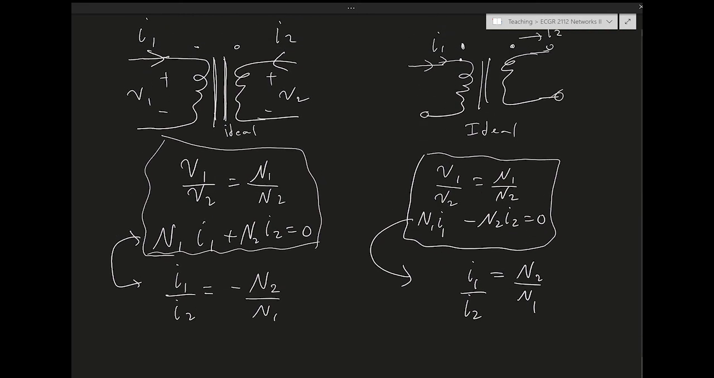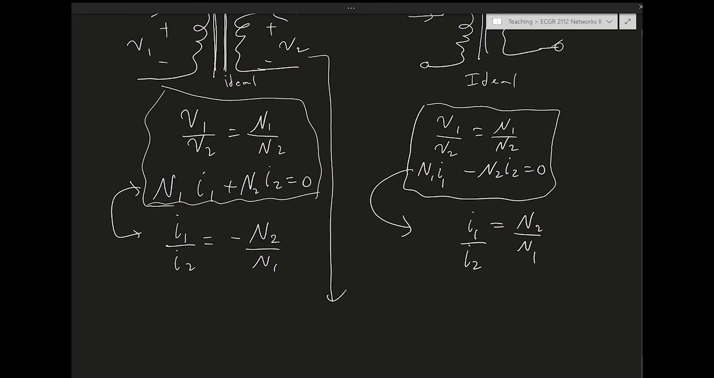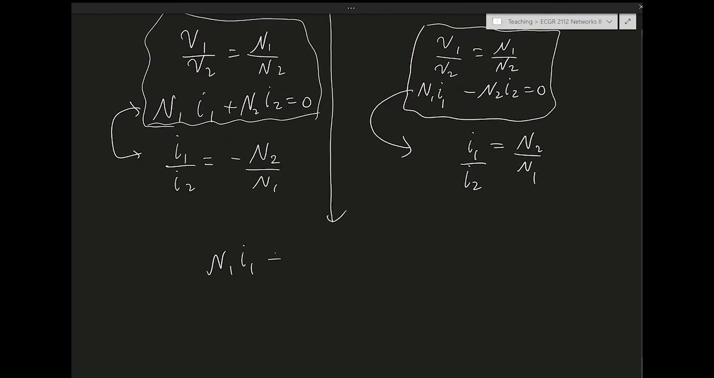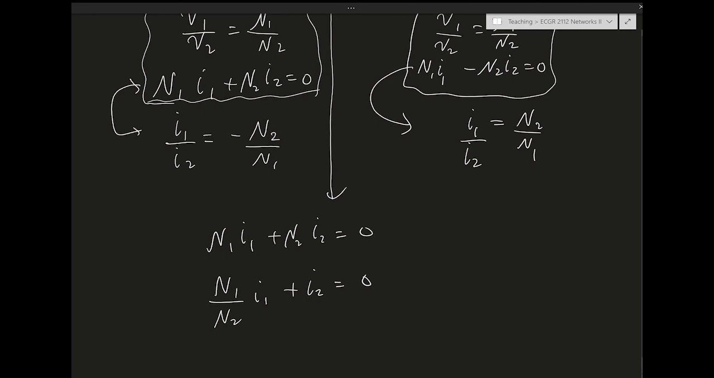Okay, let's examine the power. So this is the ideal transformer. What is the power that is being absorbed into the transformer at any moment in time? Well, let's take this basic equation, N1I1 plus N2I2 equals 0, using this convention. Let's divide both sides by N2. So I end up with N1 over N2 times I1 plus I2 equals 0. What's N1 over N2? That's V1 over V2, right? I can multiply now both sides by V2. So I end up with V1I1 plus V2I2.